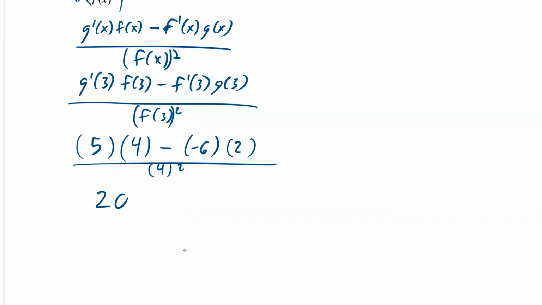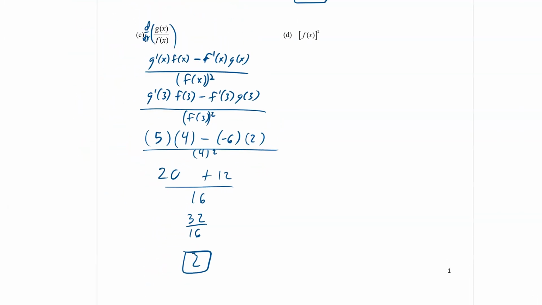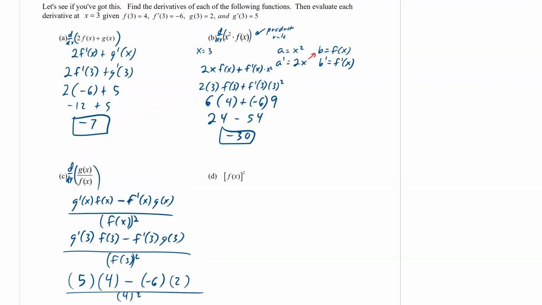So this is 20 plus 12 over 16. So that's 32 over 16. And so 2. So our derivative is 2. All right, the last one is a little tricky. Not quite, but it's a little tricky.